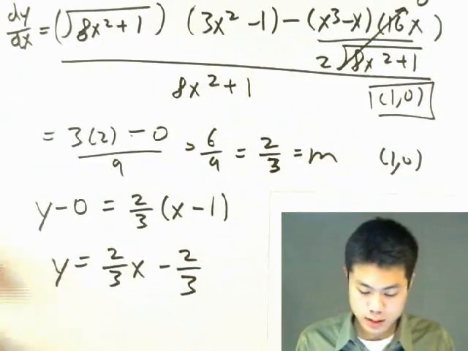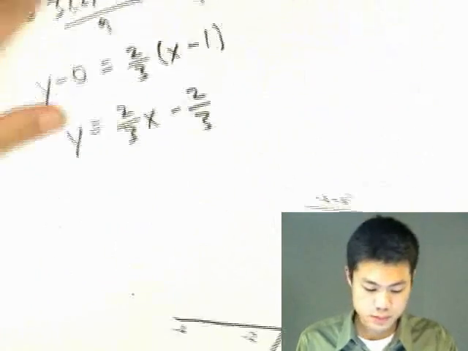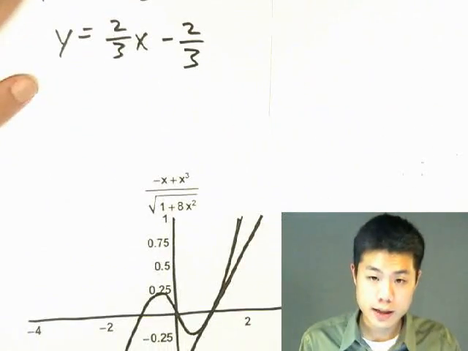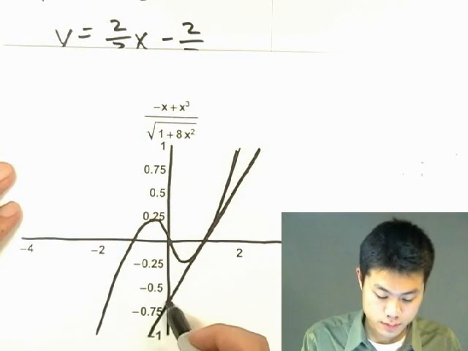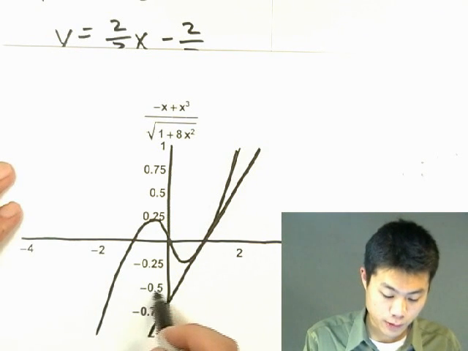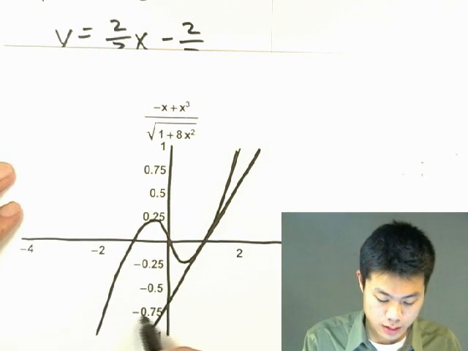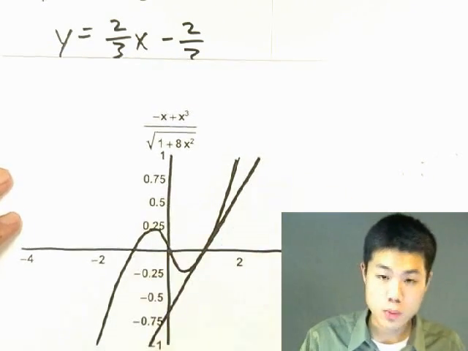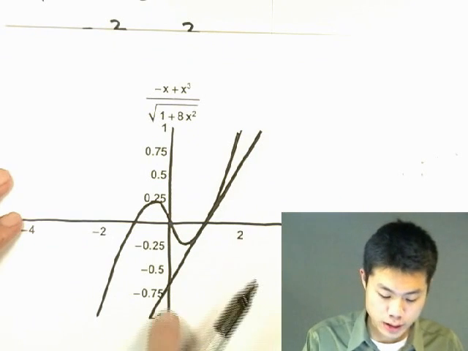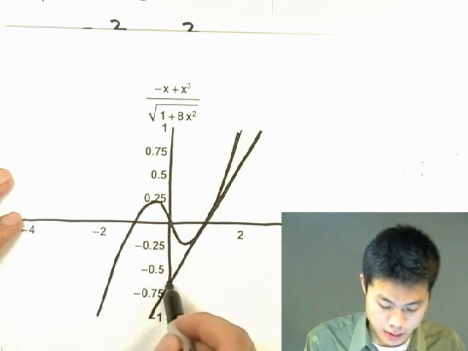And the equation of the line is this. You can see that it is right. We expect the line to intersect the y-axis at negative 0.66, and it does, around there. So in that case, we found the tangent line. And remember that the tangent line is a line that touches the graph only at one point.